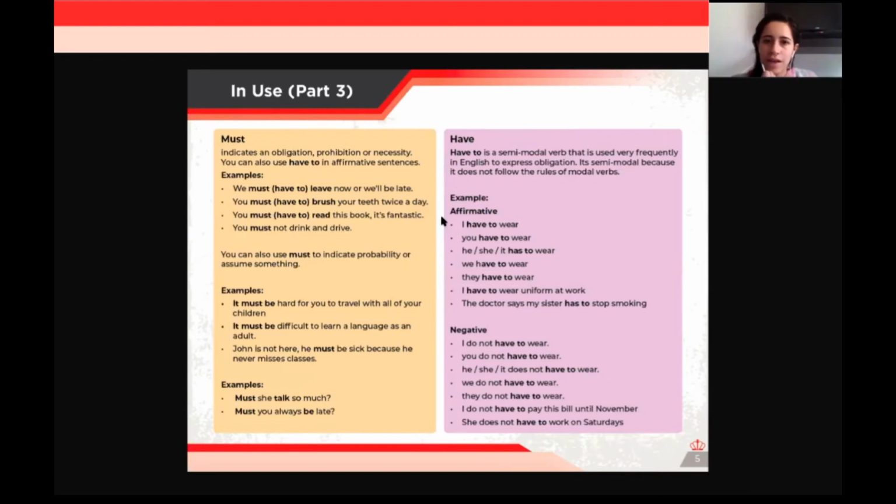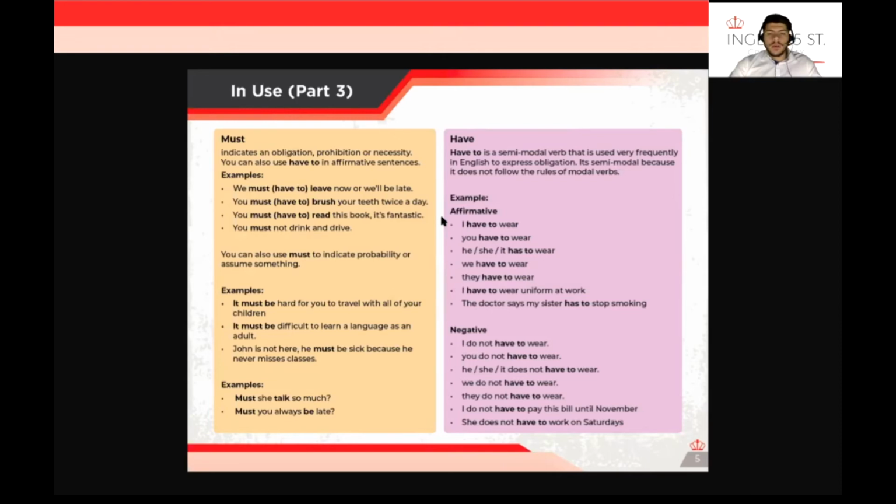I have to wear. You have to wear. He, she, it has to wear. We have to wear. They have to wear. I have to wear uniform at work. The doctor says my sister has to stop smoking.